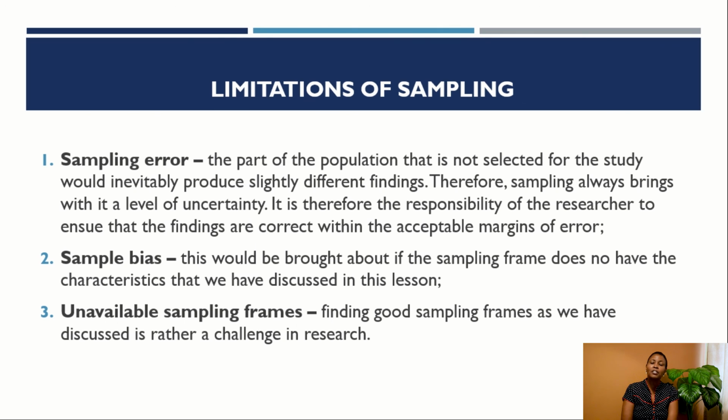Another limitation is sample bias. This would be brought about if the sampling frame does not have the characteristics that we have discussed in this lesson. When the sampling frame is not precise, it is not adequate, it is not up to date, you are likely to have a sample that is biased. And then finally is unavailability of sampling frames. Finding a good and complete sampling frame as we would want in a research at times may be a challenge.